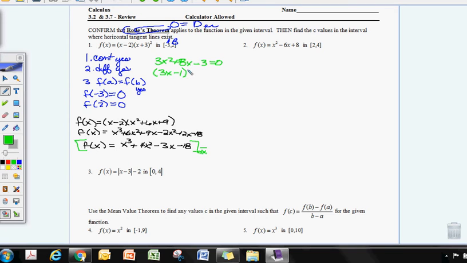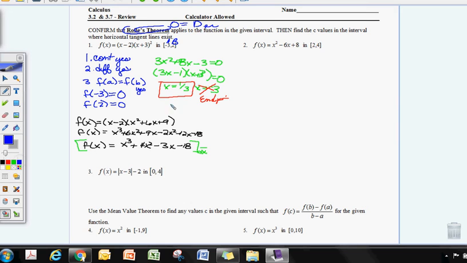So 3x minus 1 times x plus 3 is going to equal 0. And you're going to get x values of positive 1/3 and x equaling negative 3. Now, for my final answer, negative 3 does not work because it's an endpoint. So my only solution is x equal 1/3.